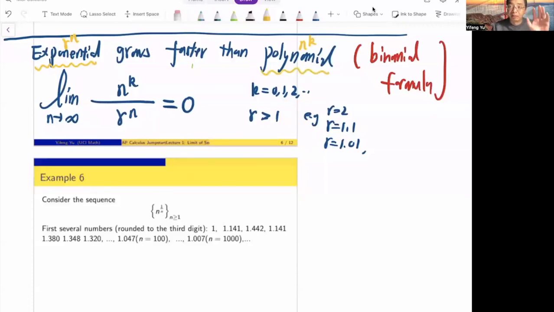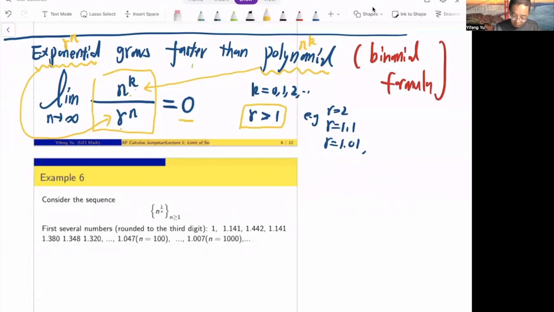In mathematics, more precisely, we can express this in terms of the limit. If you look at the limit of the ratio, the denominator is the exponential and the numerator is the polynomial. So here is n to the power k, and k could be any natural number, 1, 2, 3, 4. That just means the term is polynomial. And r to the n is exponential, and it's true for any r bigger than 1. So the limit is 0. For example, you can choose r to be 2, or 1.1, or 1.01, or even 1.001. It doesn't matter. As long as r is bigger than 1, the exponential always grows faster. In other words, eventually the exponential term r to the n will surpass the polynomial term n to the power k when n is very large.